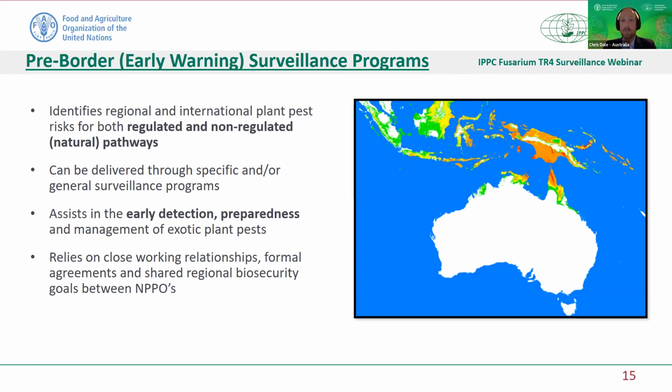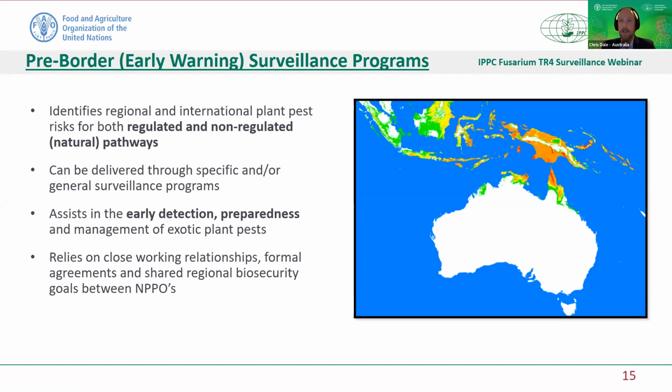They can be delivered through specific and general surveillance programs. It's very important that early warning systems and programs support preparedness and prevention. And from the example in Australia, it relies very closely on very close and effective working relationships between countries at both a bilateral, near neighbour and a regional level. And again, we're very privileged to have our PNG colleagues here that we have worked with very closely for over 30 years.